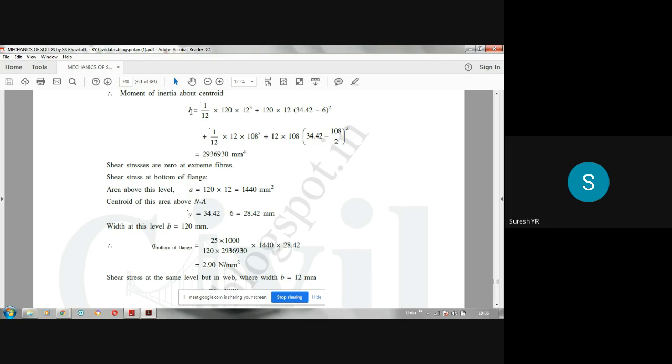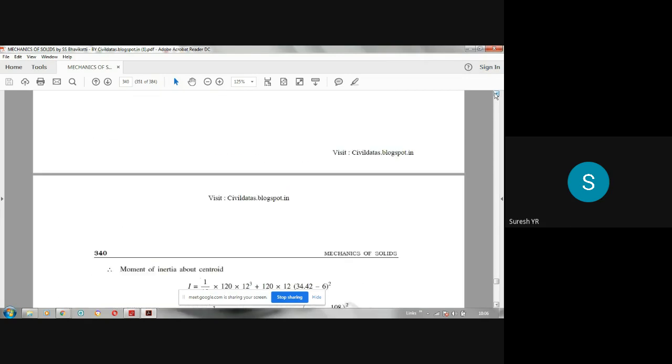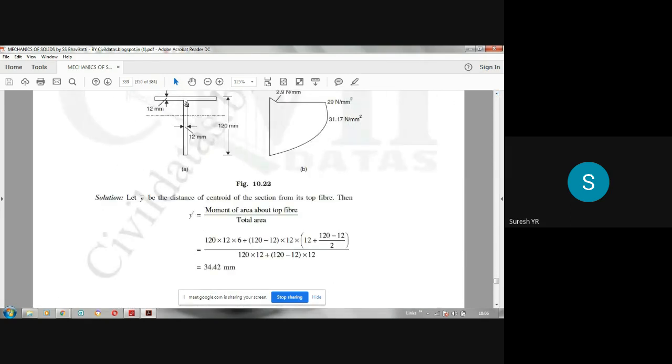So we know that shear stresses are zero at extreme fibers. Now we will calculate the shear stress at the bottom of the flange. At the bottom of the flange, only one flange is there here. You need not call it top flange and bottom flange, you have to say that in I section, not in T section. Here we know that shear stress is zero. So there are two values of shear stress, just like I section.